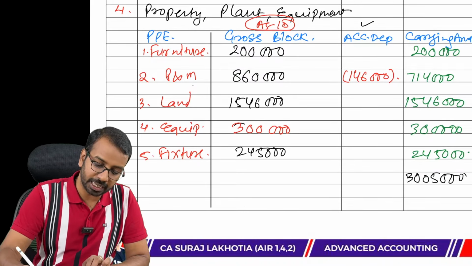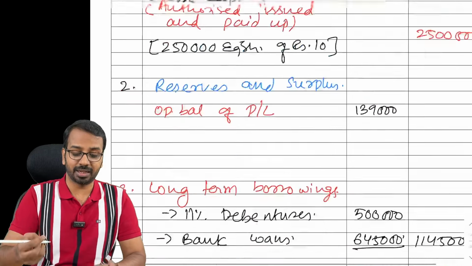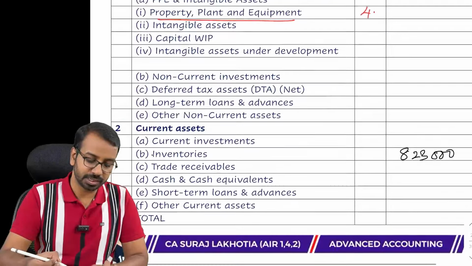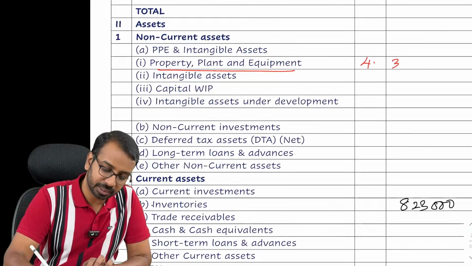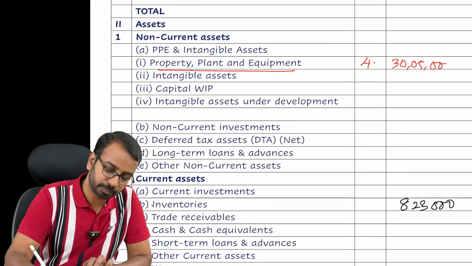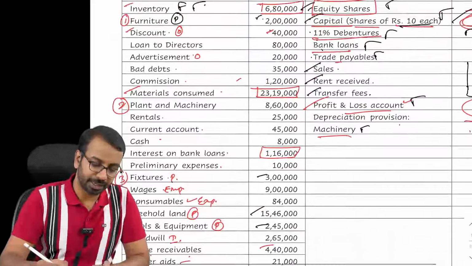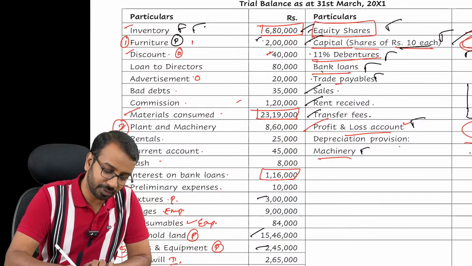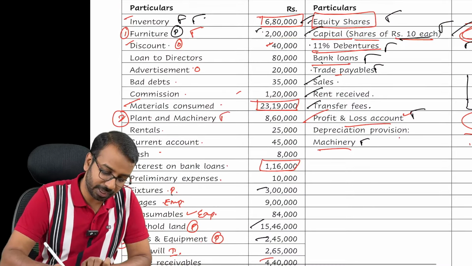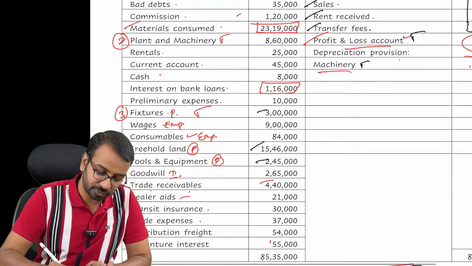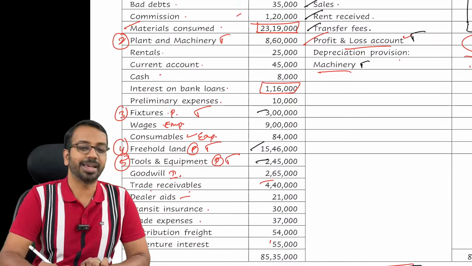Now, where do we show this 30 lakhs 5,000? This will go to the balance sheet against note number 4, which is here. 30 lakhs 5,000. Okay. So we have already considered inventory, furniture, plant and machinery, fixtures, freehold land and tools and equipment.